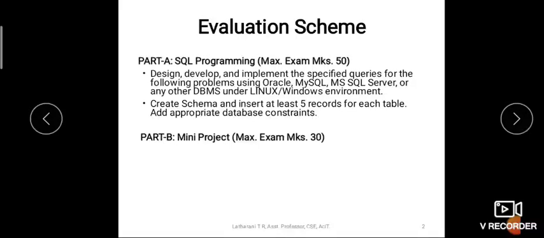Part B deals with a mini project. You have to do a mini project here. This is for 30 marks they have given. Probably it is for 40 marks. So here what you need to do is develop front end and back end both. Back end means where the data is stored. Front end is the end which is available to the user to work with the database.